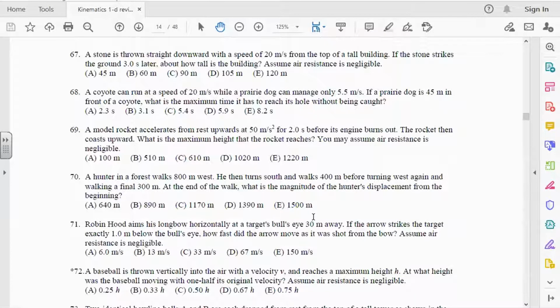All right, so a stone is thrown straight downward with a speed of 20 meters per second from the top of a tall building. If the stone strikes the ground 3 seconds later, about how tall is the building? Assume air resistance is negligible. All right, so in this case, it tells us a time. It does not tell us a final velocity. So again, it's going to take an extra added step to draw a velocity time graph to figure this out. So I'm just going to go ahead and skip and use my kinematic equations.